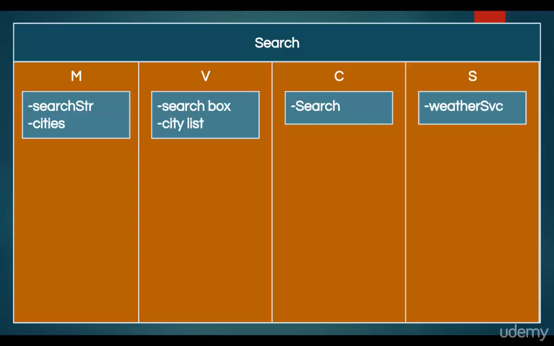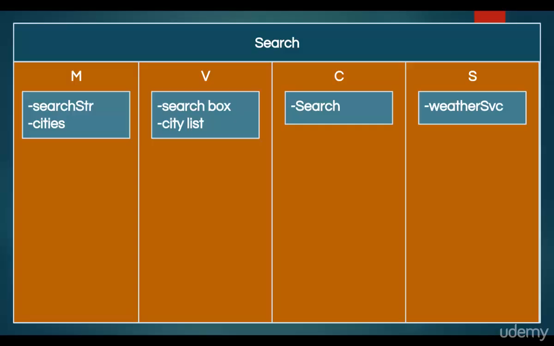So what's the data in my search feature? We need a search string, I mean the city name to search. That's the data. And when we search, we're going to return the matching cities. The list of cities with their weather information is also data for this feature.